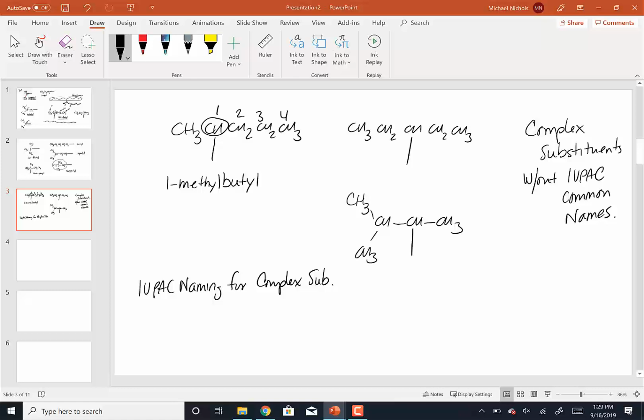For naming complex substituents, does it not follow the alphabetical order? It would. Well, you mean when I get to putting it in the naming scheme? Yeah. I'll get to that in a minute. Because we got to do one thing with this before we can get to that.